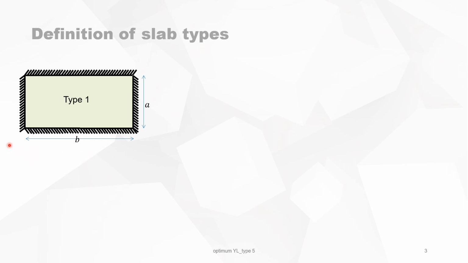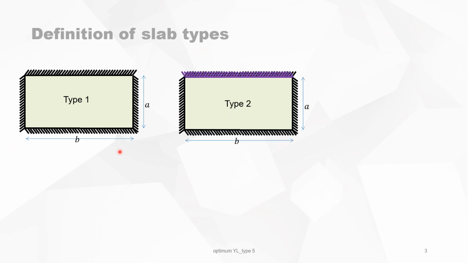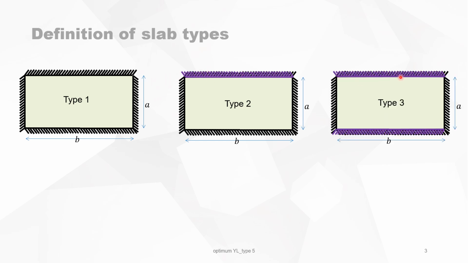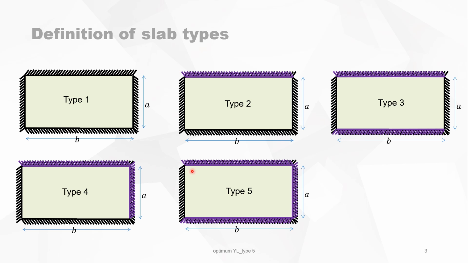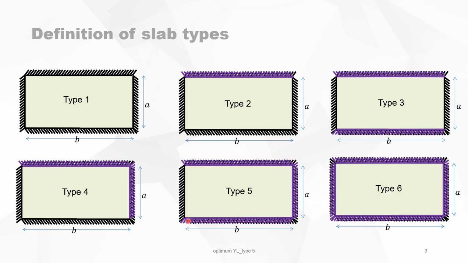Type 1 is a rectangular slab on all four sides simply supported. Type 2 is one side is fixed. Type 3, two opposite sides are fixed. Type 4, two adjacent sides are fixed. Type 5, three sides are fixed, and of course type 6, four sides are fixed. So this video will deal with type 5 slabs.